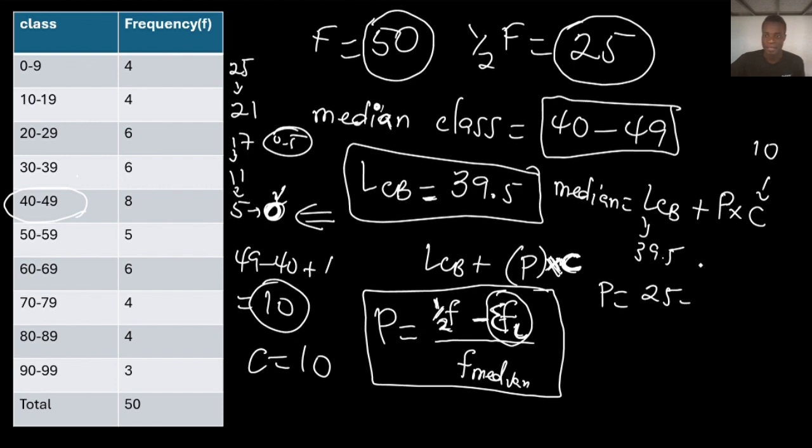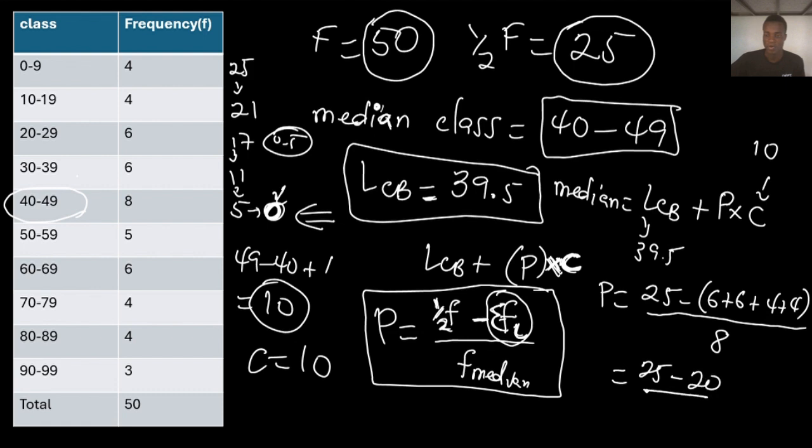So that's 6 plus 6 plus 4 plus 4. What I'm doing is summing all these frequencies. This is the classes before. So the frequencies are 6 plus 6 plus 4 plus 4. Then we divide that by the frequency of the actual median class, which is 8. At the end of the day, I have 25 minus 20 all over 8. That's the proportion that I have here.